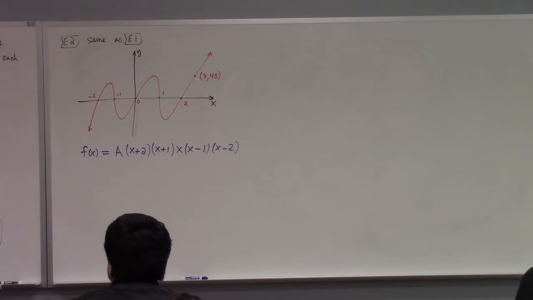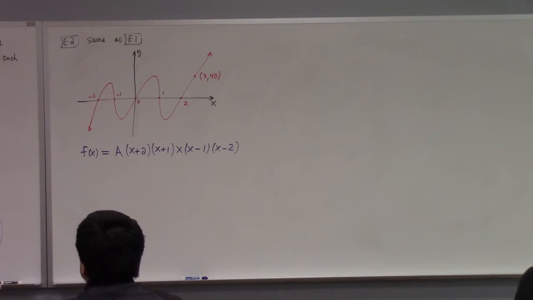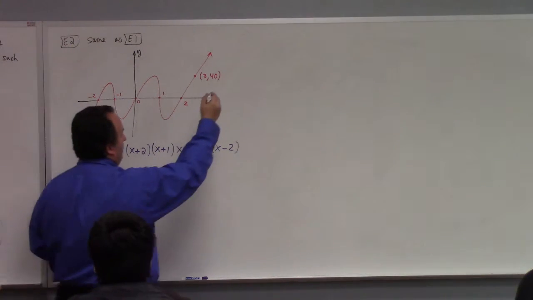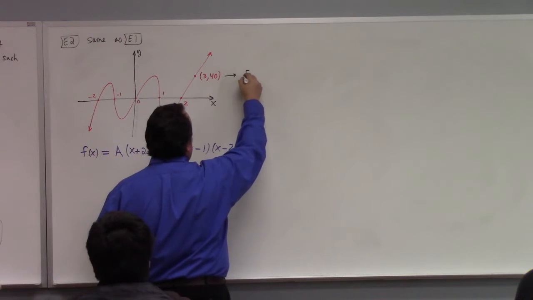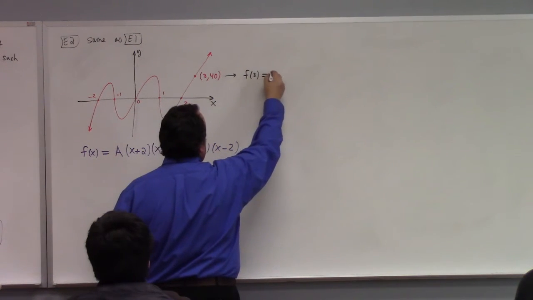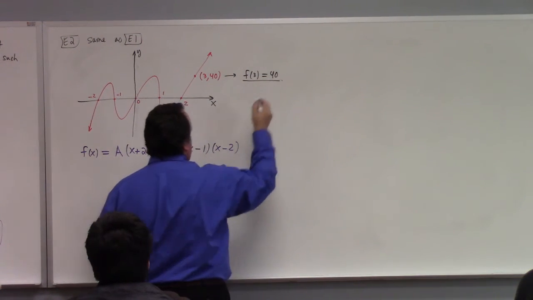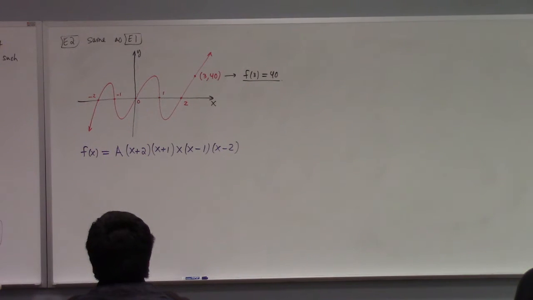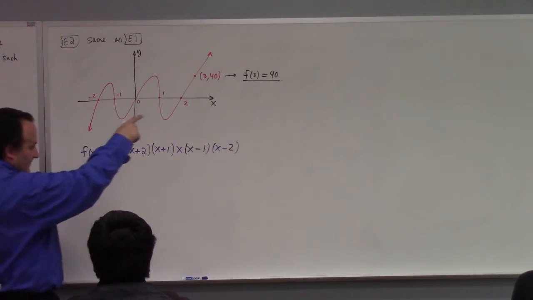Then what? I need to figure out what that a is. How do I do that? What does the point 3 comma 40 being on the graph mean? F of 3 equals 40. That's what that point tells us. Every point that you have on a graph tells you a value of the function for the graph you're looking at. So we just have to put that into practice.